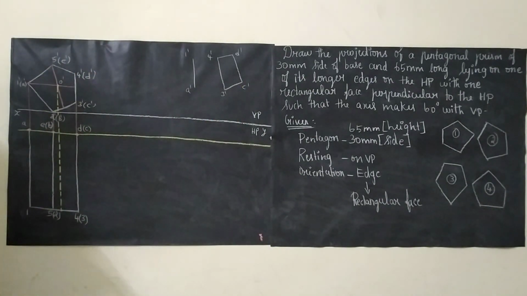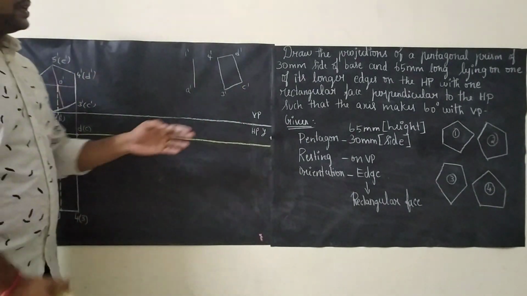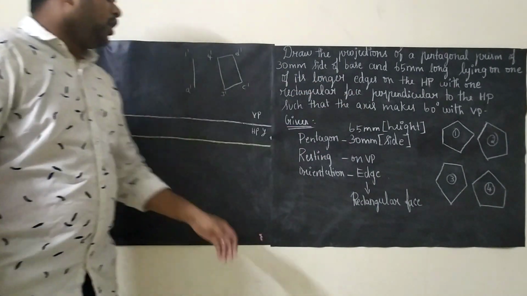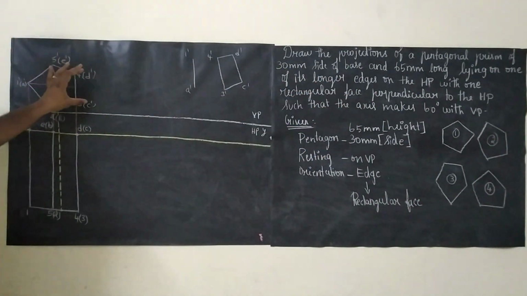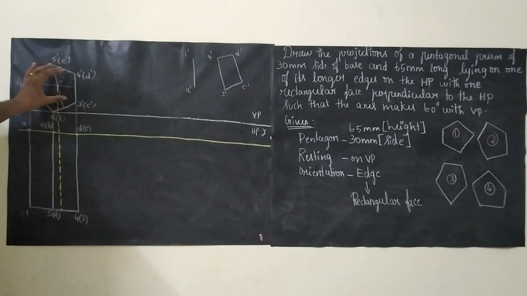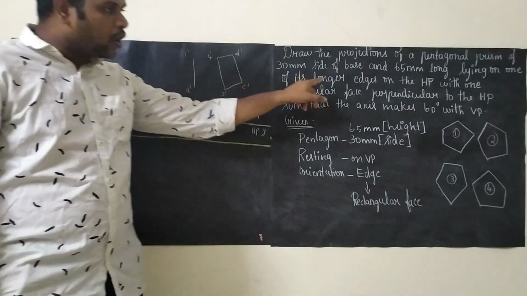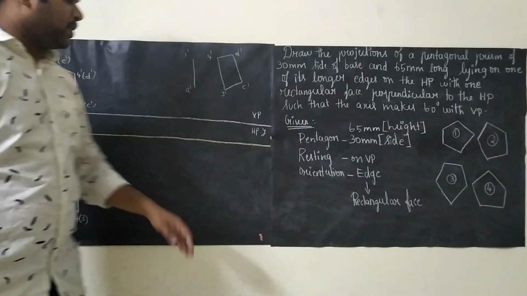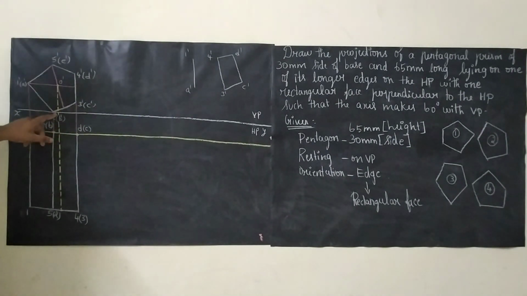So they are asking us to replace the rectangular face perpendicular. So this is the rectangular face. This is called an edge. So this rectangular face is perpendicular to HP, so we have to go with this diagram only. And one more thing is, they clearly mentioned that the longer edge is resting on HP. Okay, so this is the longer edge. These two things are the longer edge. The longer edge should be resting on HP, which means it has to be drawn on the XY line.